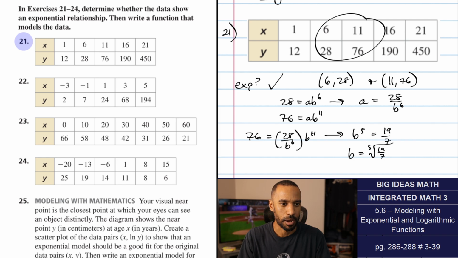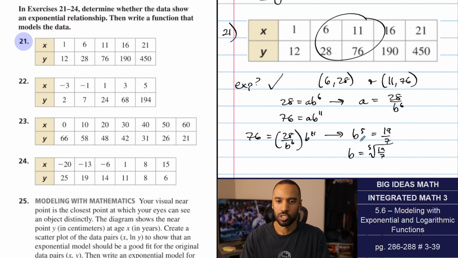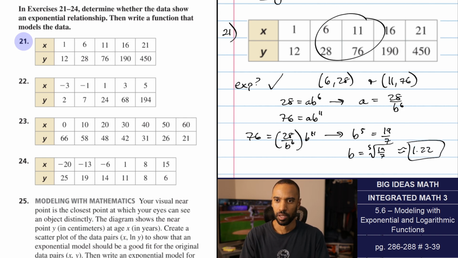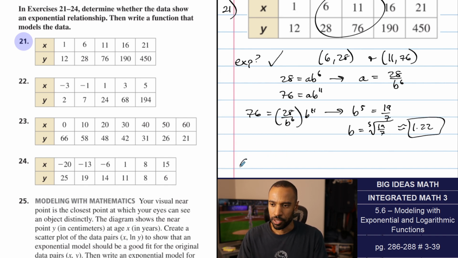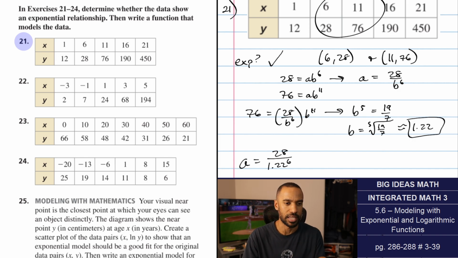5th root of that number, and we're getting 1.22 about. So there's the b value. Excuse me. Now the a value will be 28 over 1.22 to the 6th power. Now remember, there was an exact number there that I'm using. So I'm going to raise that exact number to the 6th power, and I'm going to do 28 divided by that. This is all in the calculator, by the way. And I'm getting about 8.45.